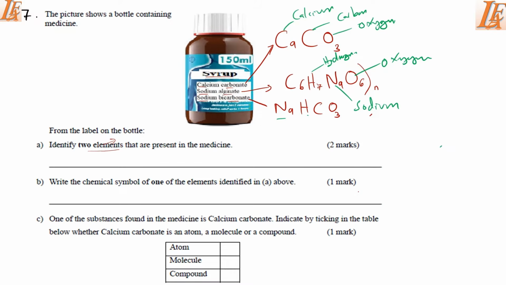So therefore in this case we can now name the elements present. The first one is calcium, second one we have sodium, then the third one we have carbon, the fourth one we have oxygen, and then the fifth one we have hydrogen.